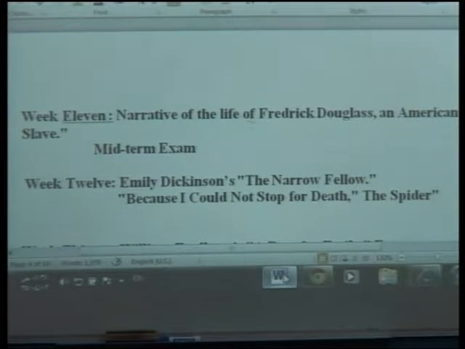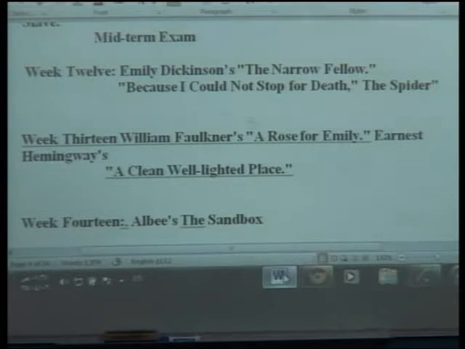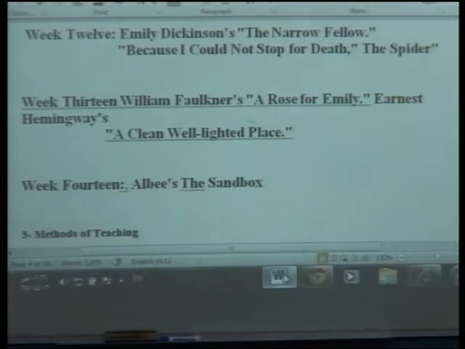Week 12, Emily Dickinson, A Narrow Fellow in the Grass, some poetry of Emily Dickinson, another 19th century poet, and we're going to compare and contrast her with Walt Whitman. Week 13, William Faulkner, A Rose for Emily, and Ernest Hemingway's A Clean, Well-Lighted Place. Week 14, we have a small play called The Sandbox. I might change this play. It's a debatable issue. We have Eugene O'Neill's Long Day's Journey into Night, which we might take instead of this.